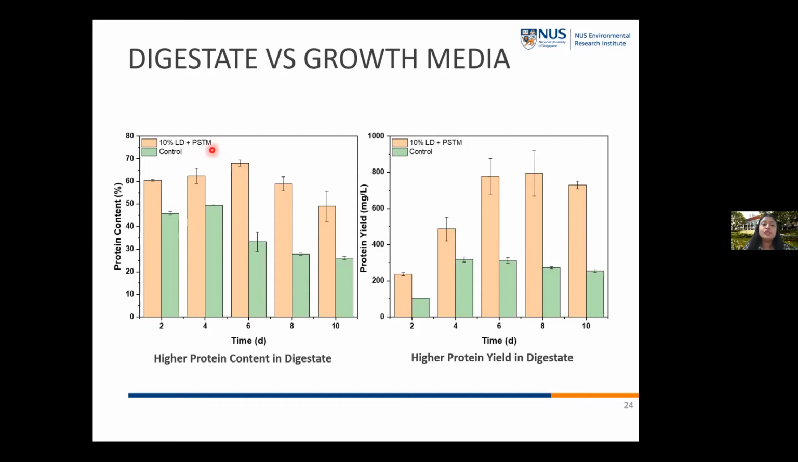Although most of the components between these two experiments were the same, the nitrogen source in the control came from nitrate, whereas the nitrogen source in the digestate experiment came from ammonium. Everything else was the same, and still we got a very good result with the protein content. The protein yield was also very high in the 10% digestate experiment.